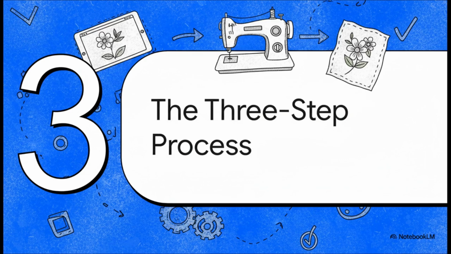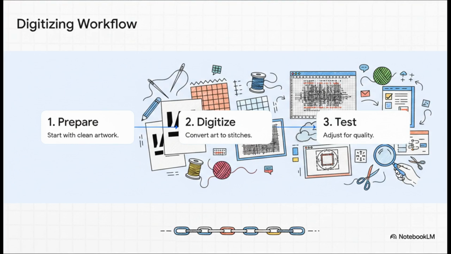Well, it generally breaks down into a pretty clear three-step process that's all about ensuring quality from the very beginning to the very end. First, you have to prep the artwork. Then comes the main event, digitizing it in special software. And finally, you have to test and adjust till it's absolutely perfect. So let's jump into that first step.